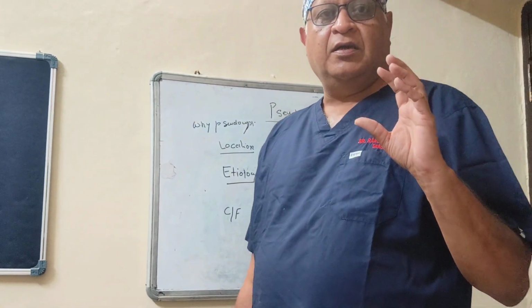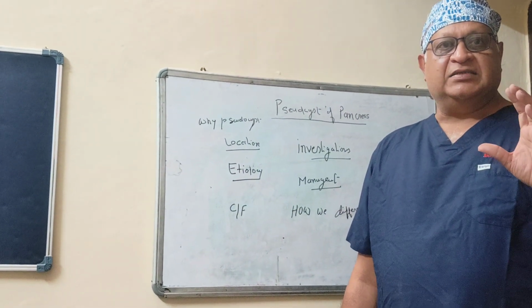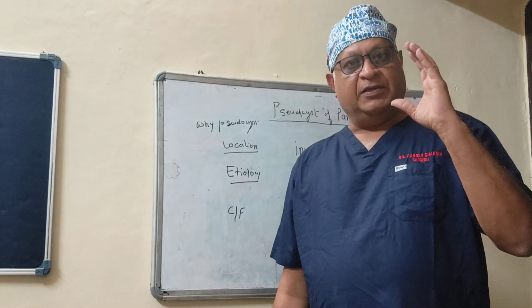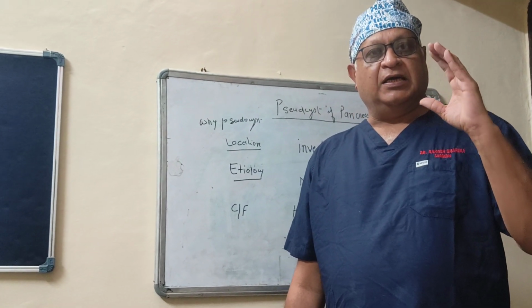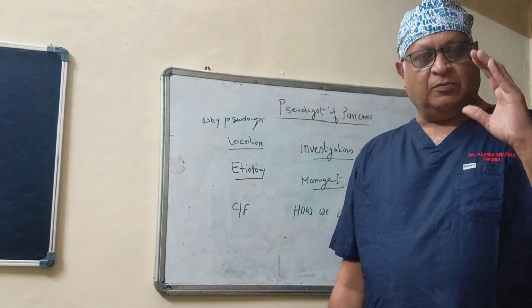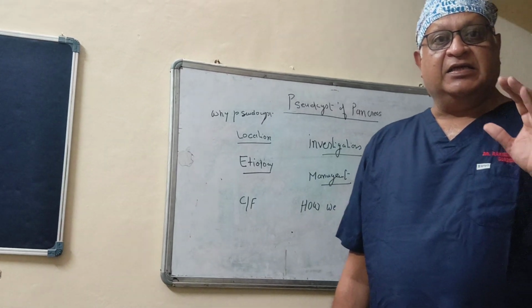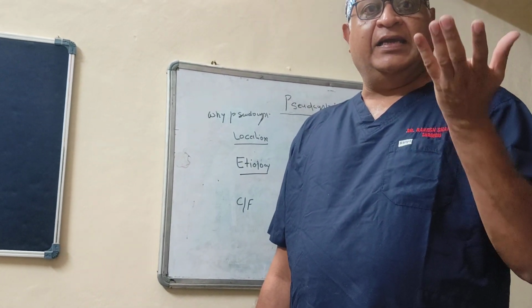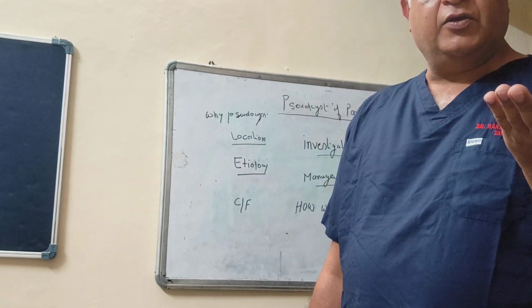Which location? The most common location of pseudocyst of pancreas is the lesser sac, a space in between the posterior wall of the stomach and pancreas, because the pancreas acts as a cushion over the stomach. Mostly fluid is collected in the lesser sac in case of complication of acute pancreatitis.